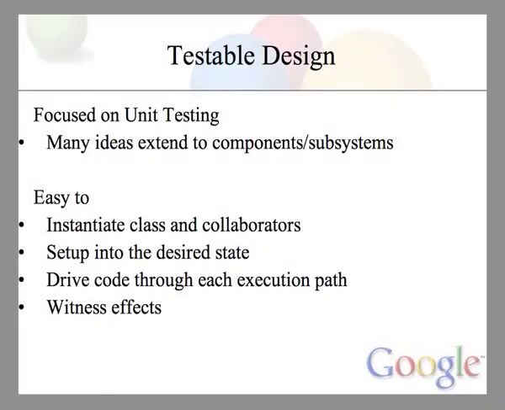So when we're talking about testable design during this talk, we'll be talking about unit testing. Some of the ideas do extend to components and subsystems, but we'll focus on unit testable code. So what does it mean to be unit testable? We need to be able to instantiate a class and its collaborators in an easy manner. We want to be able to set it up into the desired state and then drive the code through each of the execution paths and then witness the effects to ensure that the code is behaving the way that we expect it to.